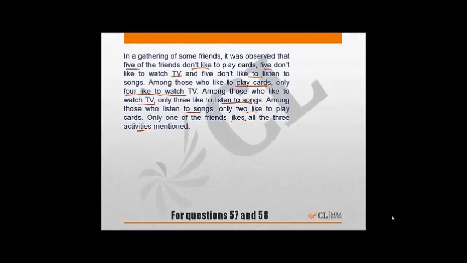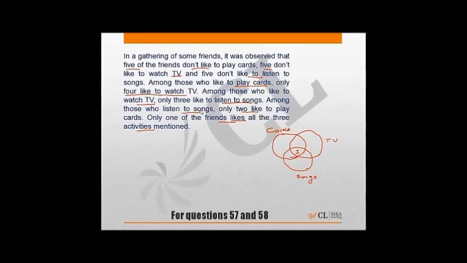So let's try to tabulate the data. A group of friends. Some of them like to play cards, some of them like to watch television, and some of them are interested in listening to songs. Let's start with the last line. Only one of the friends likes all three activities mentioned above. So, one comes out here.